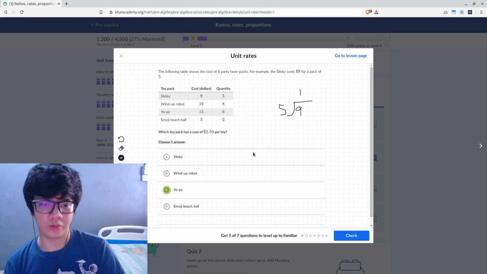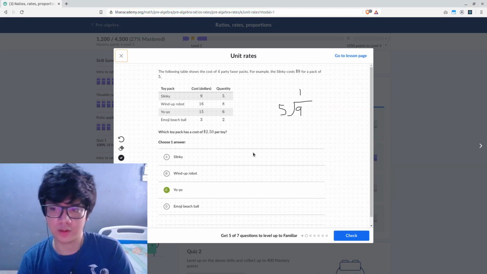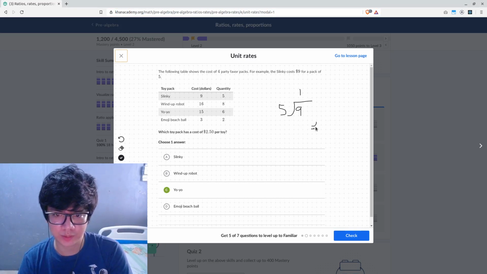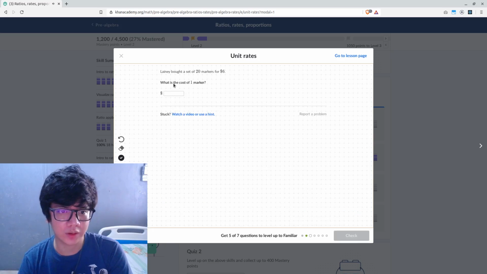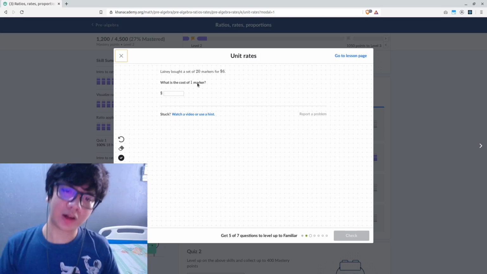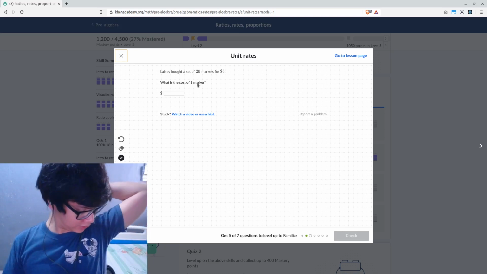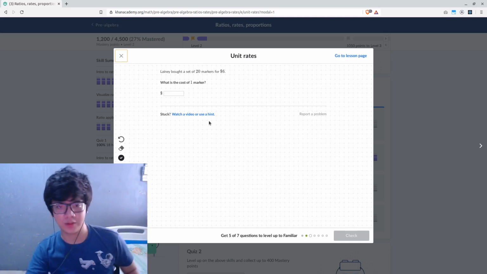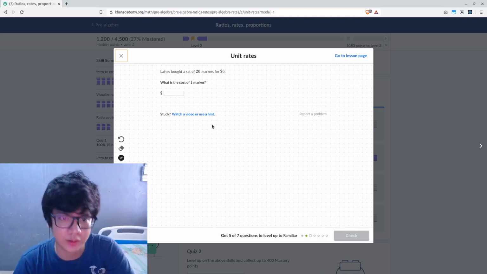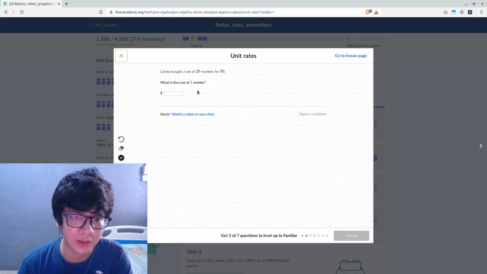Crap, so it's yo-yo. I should just probably do it again. So this is 2.15, speed 2.5, correct. Okay, okay. I don't know, I shouldn't use a calculator, I guess. Then they bought a set of 20 markers for 1 marker. Should I just say calculator? I don't know. Am I allowed to use a calculator? Maybe not.